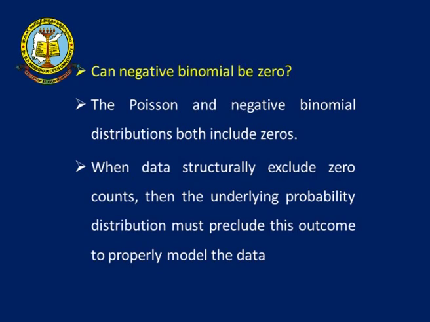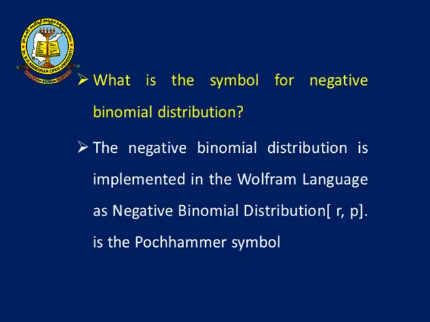Can negative binomial be 0? Yes, 100%. The Poisson and negative binomial distributions both include 0. I already showed the graph earlier that there are zeros here. When data structurally excludes zero counts, the underlying probability distribution must preclude this outcome to properly model the data. What is the symbol for negative binomial distribution? I already told the symbols, that is r comma p. The negative binomial distribution is abbreviated NBD. We write r comma p as the symbol of negative binomial analysis.